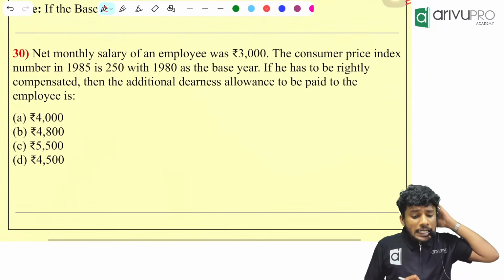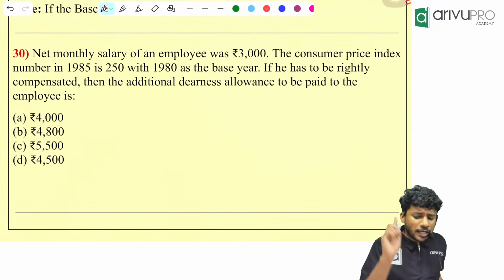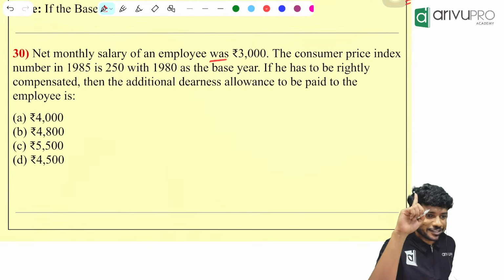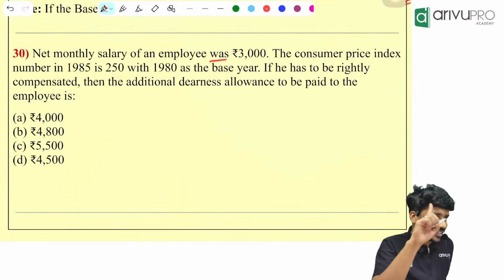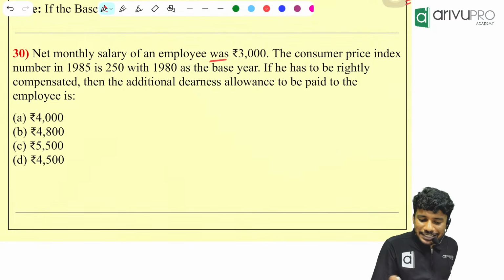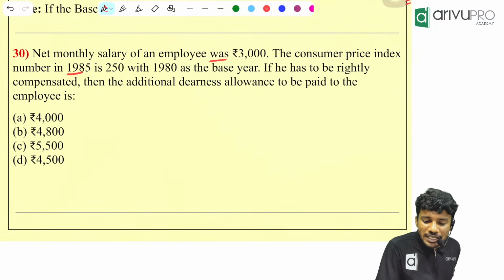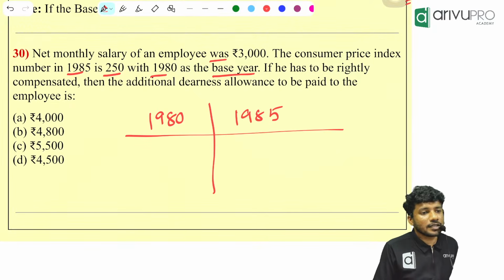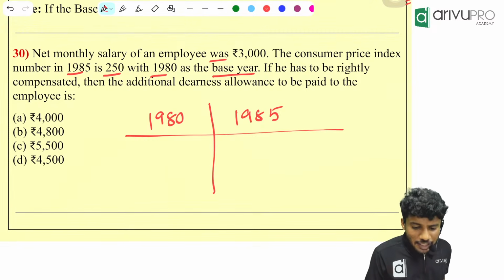Now, look here. Net monthly salary of an employee was 3,000. So previously it was 3,000. Was means past tense, correct? The consumer price index in 1985 is 250 with 1980 as the base year. So which is the base year? 1980 is the base year and 1985 is the current year. Correct?